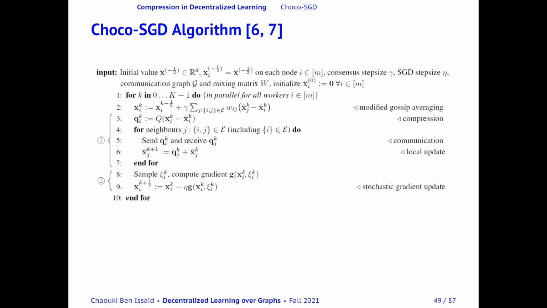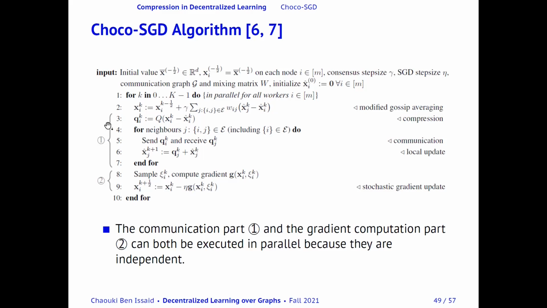Going back to the decentralized learning problem, we will go over an example of application of compression schemes, the SPARQ-SGD algorithm. The algorithm was initially proposed and analyzed for the strongly convex case in reference 6, and then the authors extended it to the analysis of the non-convex case in reference 7. The algorithm has two main parts: the communication part 1 and the gradient part 2. Since both parts are independent, they can be executed in parallel.